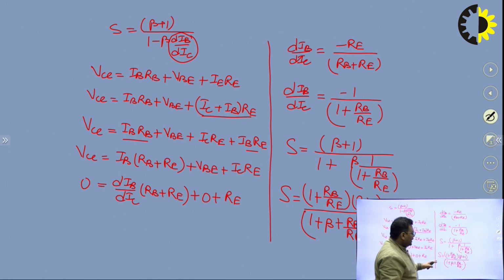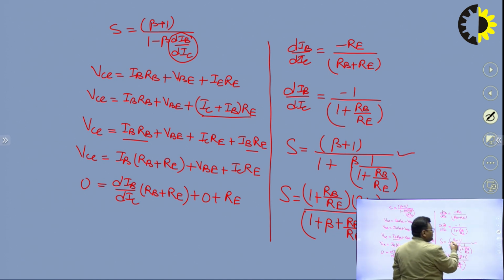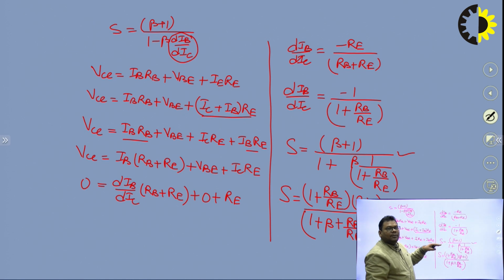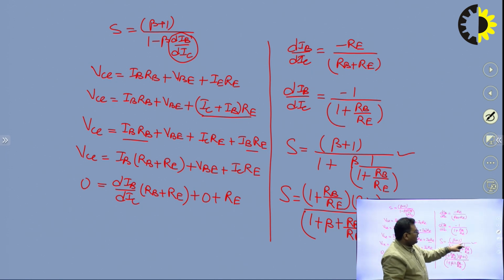And you can analyze, or you can see, that in this circuit obviously the stability factor will be less than beta plus 1. Here from this equation you can see the factor beta plus 1 is divided by some factor, okay. So obviously this stability factor will be lower than the previous one, right? In the previous case, in fixed bias, we got S equal to beta plus 1, and now this beta plus 1 is divided by a term, right? So obviously the stability factor will be lower in this case, right?